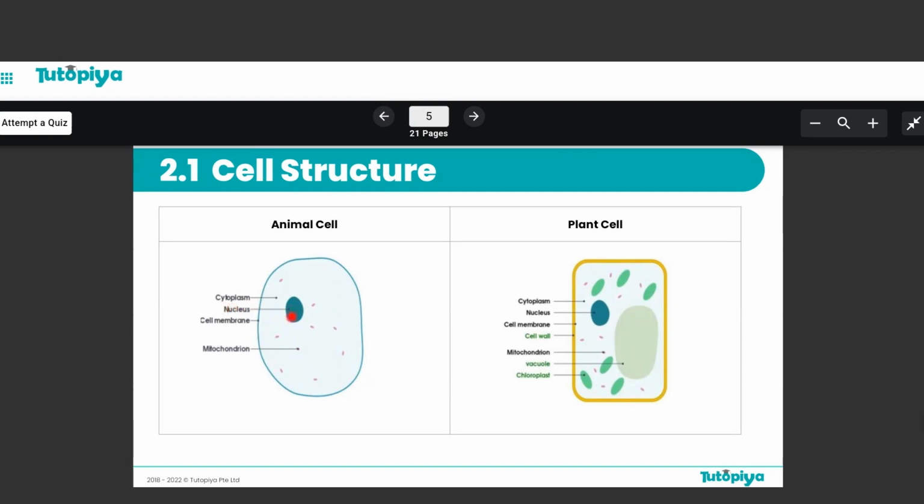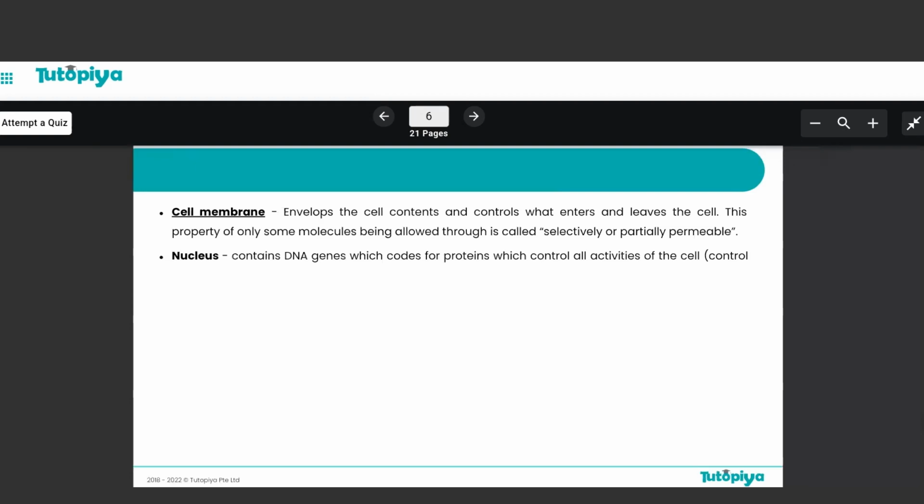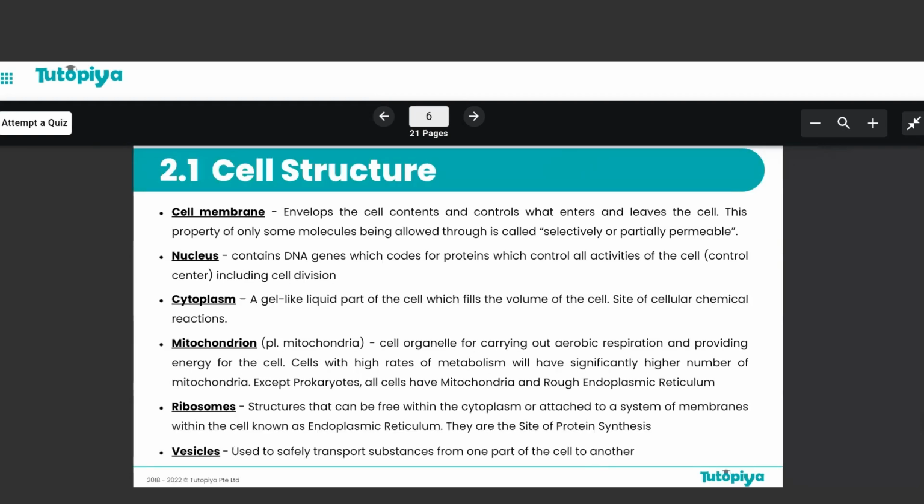And within the cell, there's this distinct structure over here. This is called the nucleus. And there are other structures as well present within the cytoplasm. One of these structures is the mitochondria. So this is what an animal cell looks like when it's viewed under a light microscope. And now let's understand what these different structures are and what these different structures do.